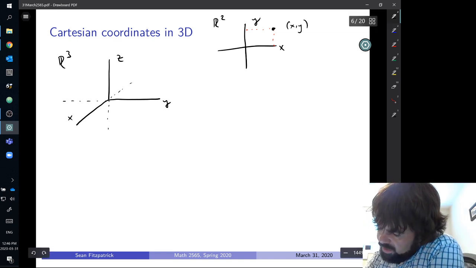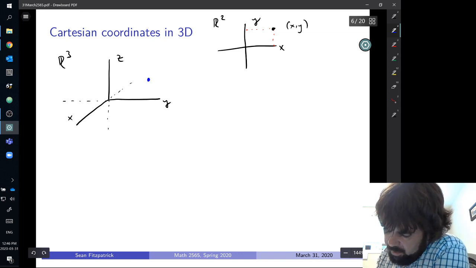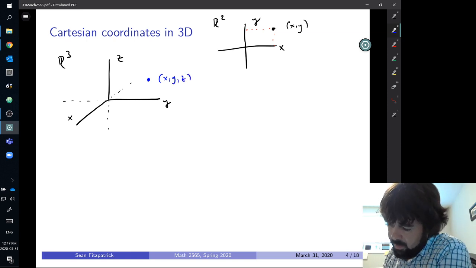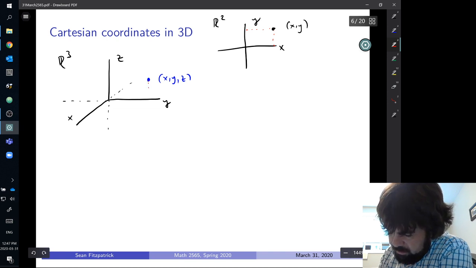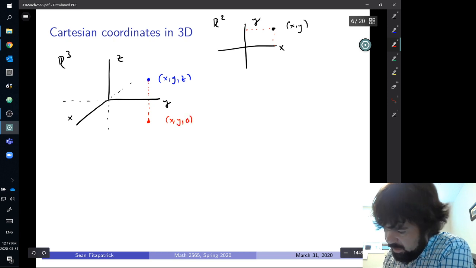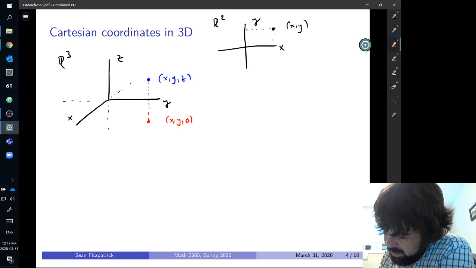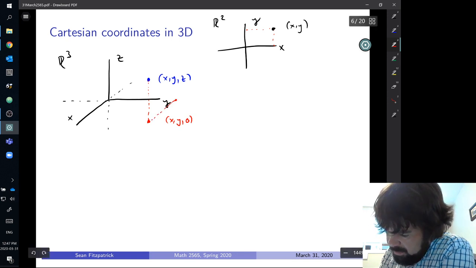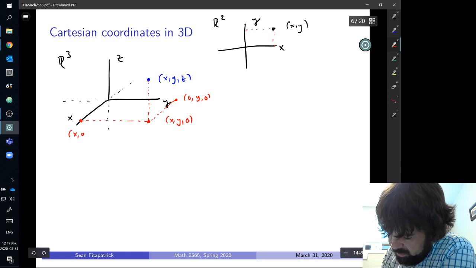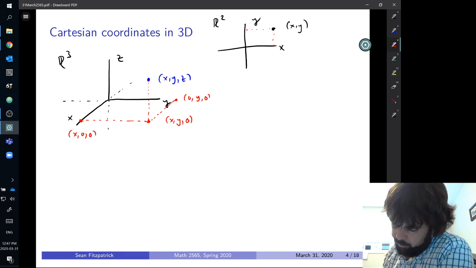And now you want to locate a point in space. So you have a point, and now we're going to give 3 coordinates, right? X, Y, and Z. And so the X coordinate now, what the X coordinate actually is, it's the distance from that point. Well, no, that's not quite right. So the Z coordinate goes down to the XY plane. So here would be a point, say, X, Y, 0, right? And then I could also go this way. That would be the point 0, Y, 0. I could go over this way. This would give me a point X, 0, 0.